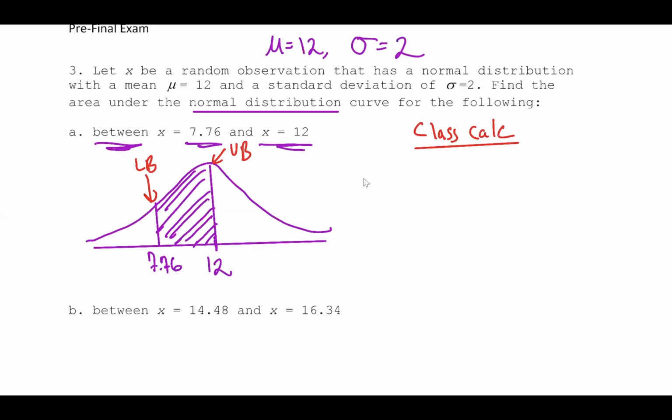So in Class Calc, first thing you're going to do is go to normal distribution. For my mean, instead of putting 0, we're going to put that the mean is 12. Instead of putting that standard deviation is 1, we're going to put standard deviation is equal to 2. Since we're trying to find the probability of this outcome occurring, you do want to hit CDF. Everybody good so far in that?